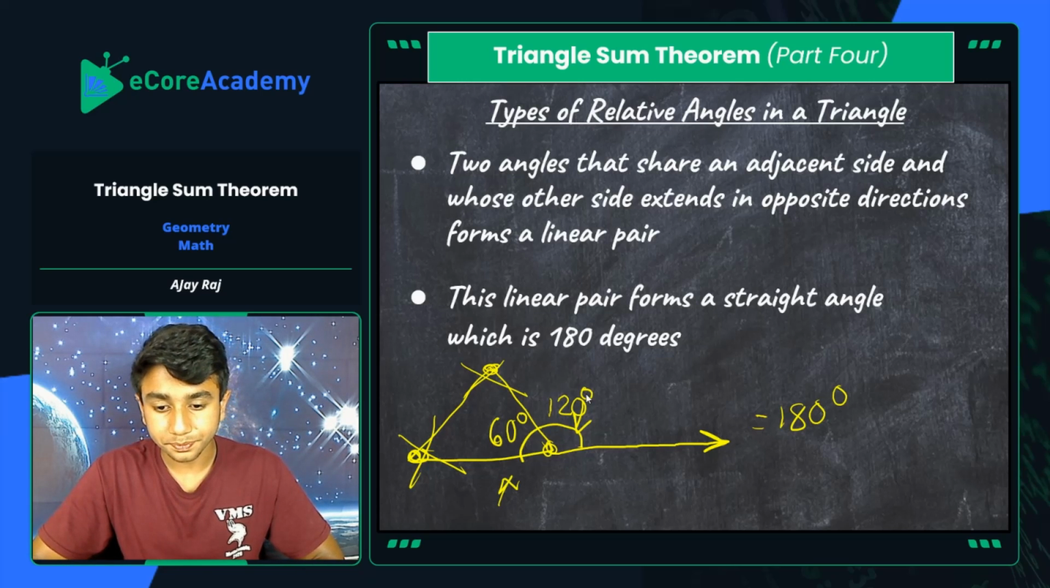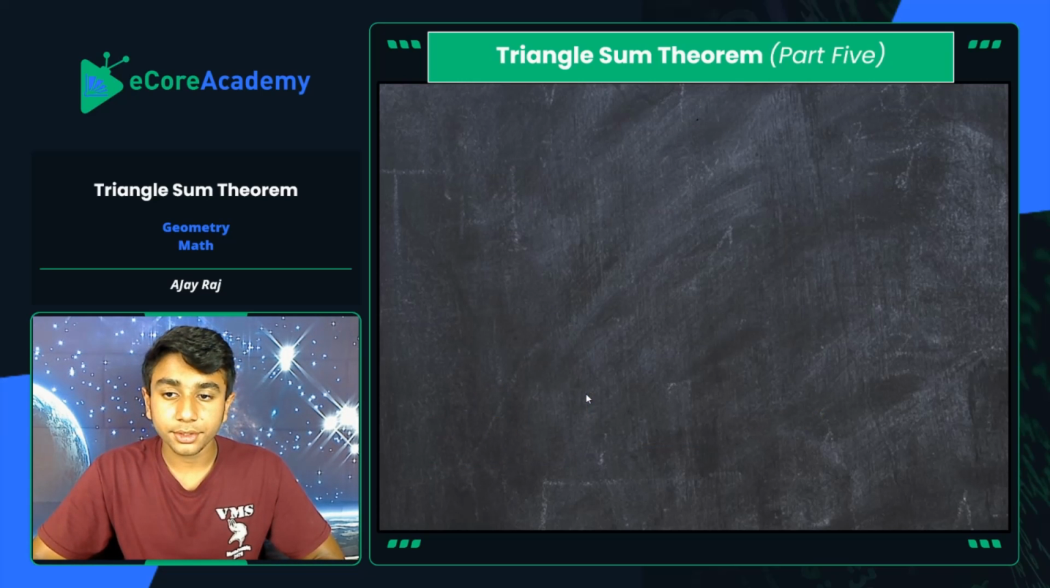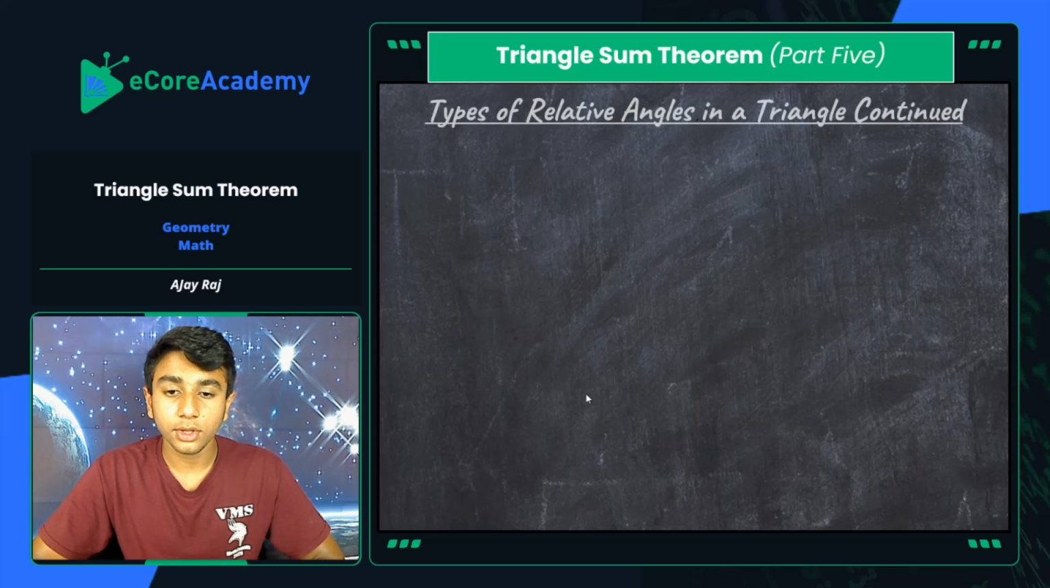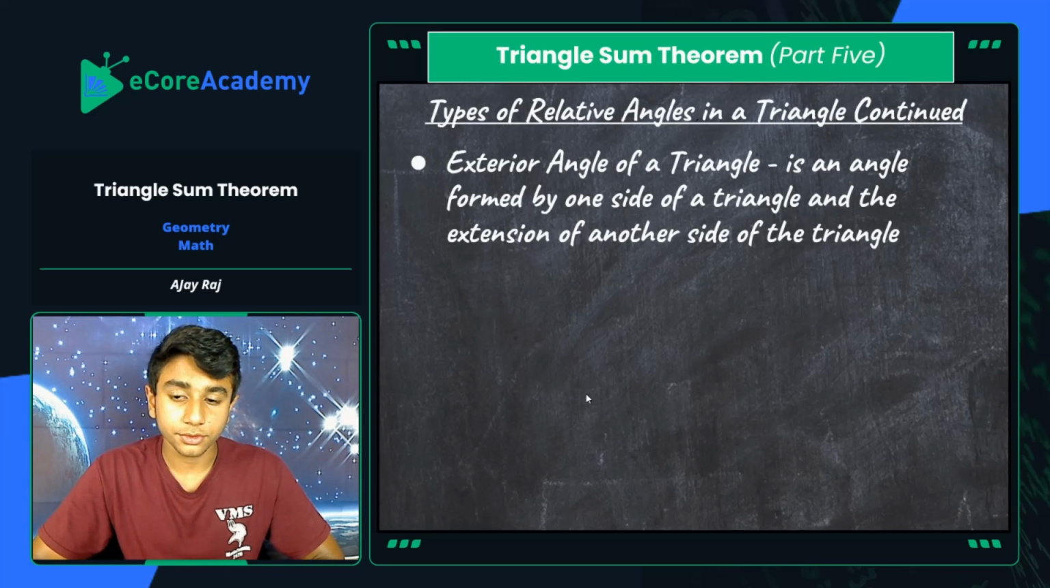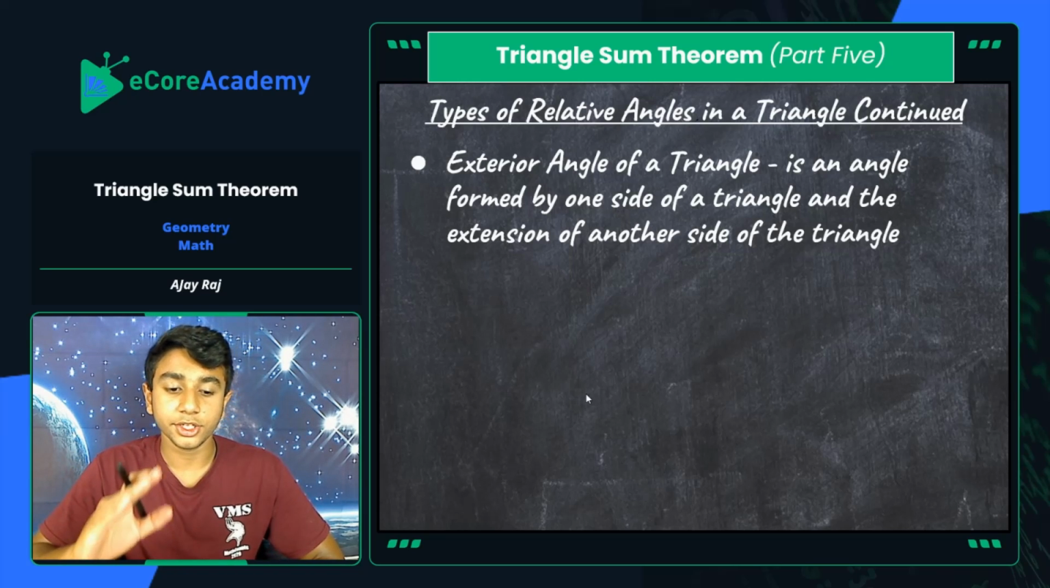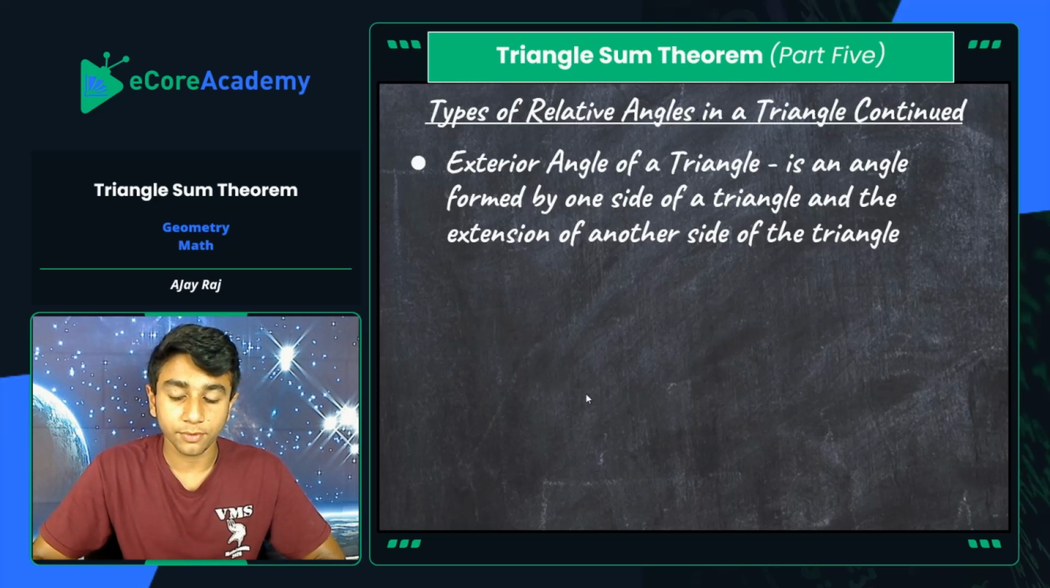And then let's look at the triangle sum theorem part 5. So types of relative angles in a triangle, continued. So we have the exterior angle of a triangle. We're going to look at definitions here. The exterior angle of a triangle is an angle formed by one side of a triangle and the extension of another side of the triangle, just like I showed you before. So when you extend one side of a triangle, you create that angle completely adjacent to the interior angle given at that vertex.